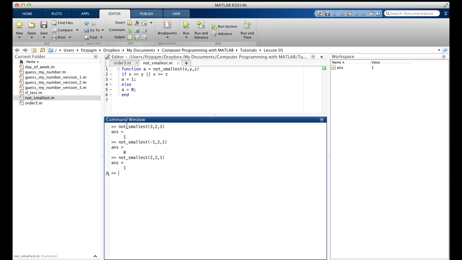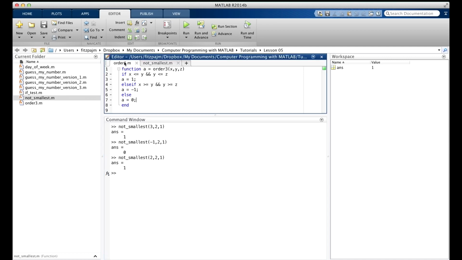And finally, that looks good because 2 is not smaller than 2 and 1. Okay, let's pull up our order 3 function again. There it is. And we'll remember that it's supposed to give a 1 if they're in increasing order, or more specifically non-decreasing order, a -1 if they're decreasing, or more specifically non-increasing, and a 0 otherwise.